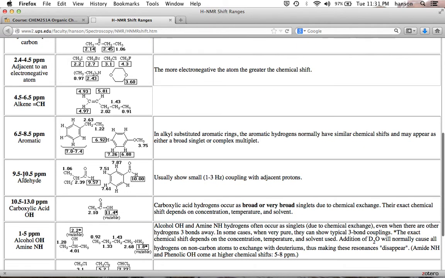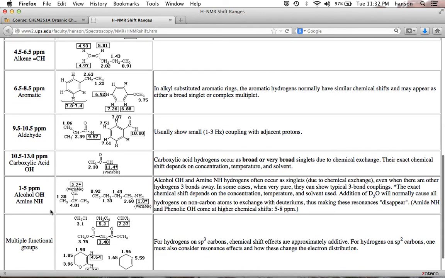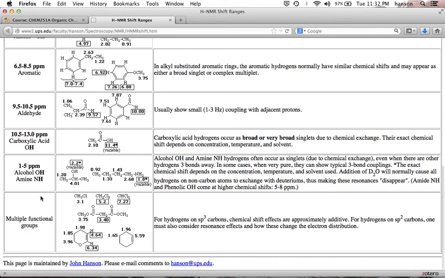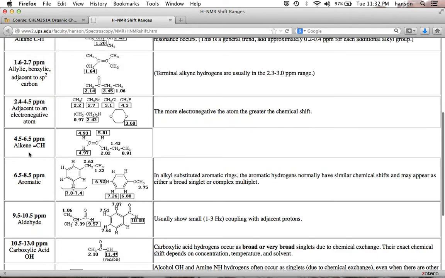Aldehyde protons show up in a very distinctive range around 10 ppm, and carboxylic acids can be up even further. Hydrogens attached to oxygen and nitrogen, in alcohols and amines, typically come in at a variable 1 to 5 ppm. That depends on what solvent is being used, the concentration, etc. They're oftentimes also slightly broad.